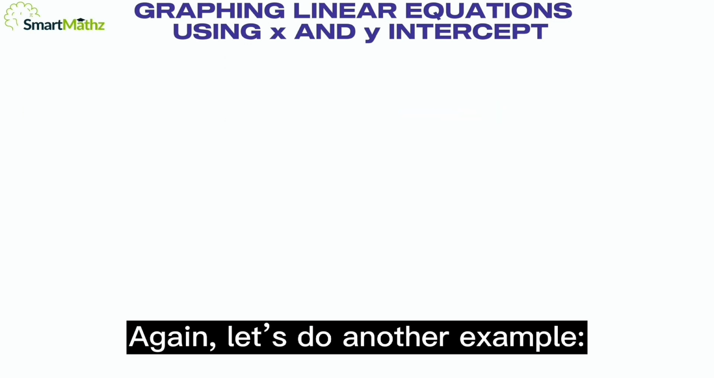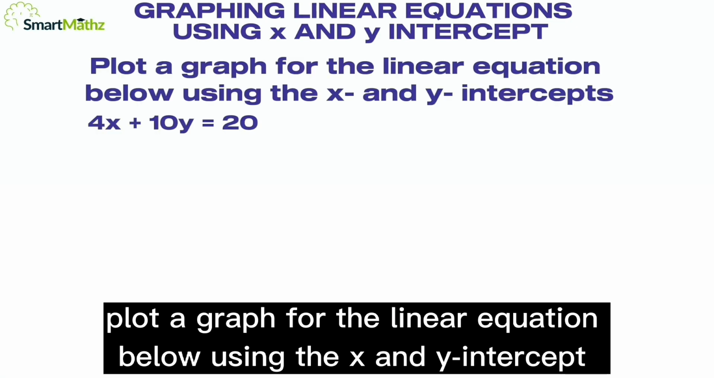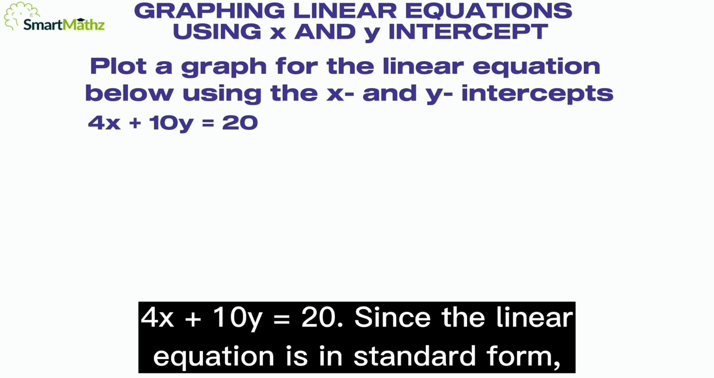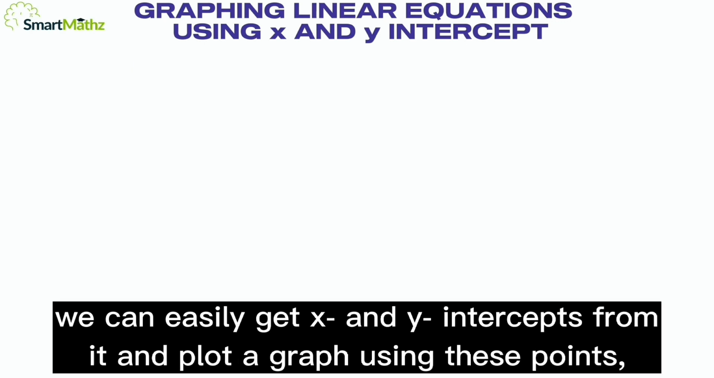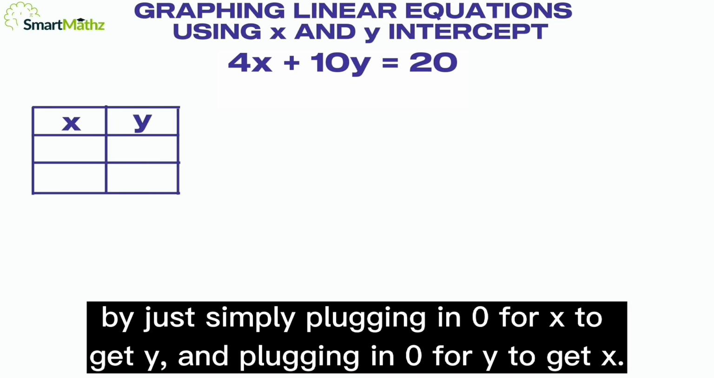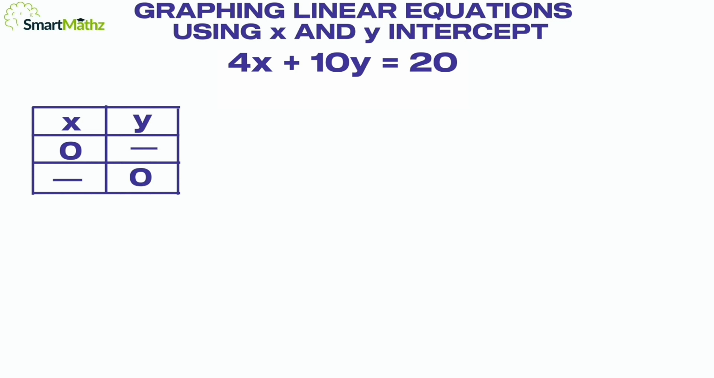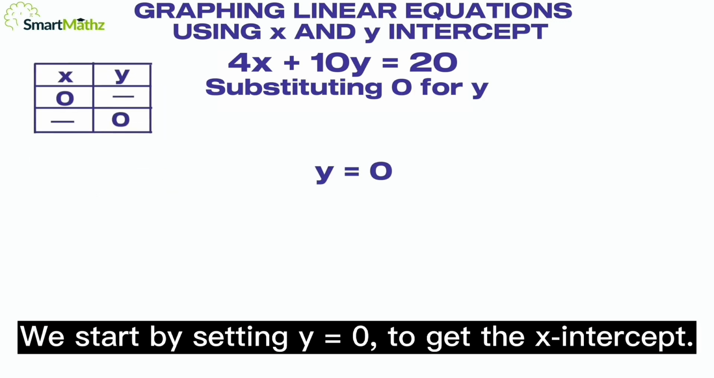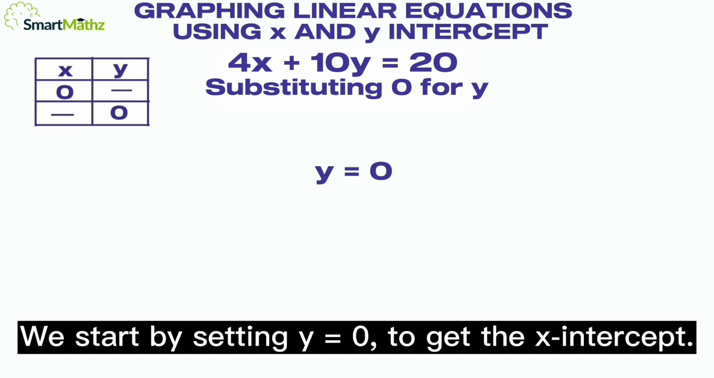Again, let's do another example. Plot a graph for the linear equation below using the x and y-intercepts: 4x plus 10y equals 20. Since the linear equation is in standard form, we can easily get x and y-intercepts from it and plot a graph using these points, by just simply plugging in 0 for x to get y, and plugging in 0 for y to get x. We start by setting y equals 0 to get the x-intercept.